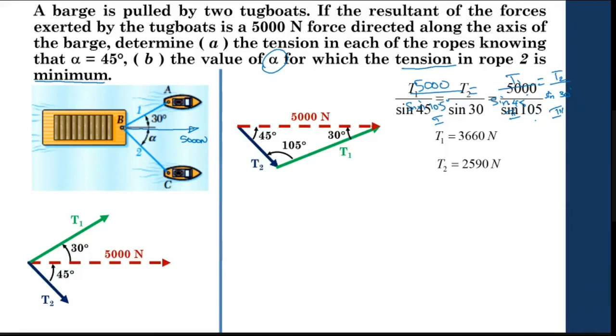The next step is, your alpha is not given now. It is not 45 degree. Now it is alpha, right? In that case, my triangle will be like this. So one is alpha, one is 30, and the remaining is 150 minus alpha. Of course, when you subtract, 180 minus 30 is 150, 150 minus alpha. Now the question is, they have to identify what is the tension in rope 2. Which is tension in rope 2? T2, right?